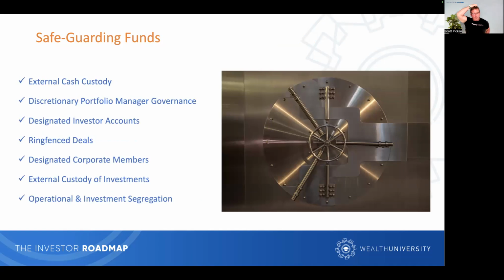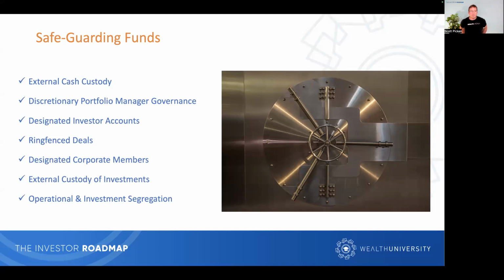How do we safeguard your money? Firstly, you've got external cash custody. That means we never touch your money. We work with a European partner that has European licenses and works with the top 5 European banks to look after your money. Secondly, you've got discretionary portfolio governance. There's an external portfolio manager called Michael Carrick who looks after the deals, so you don't have the operational team doing that.